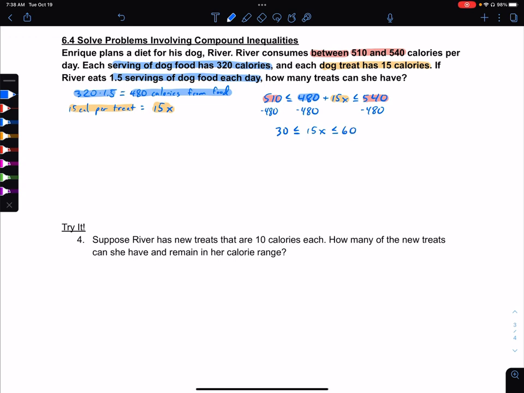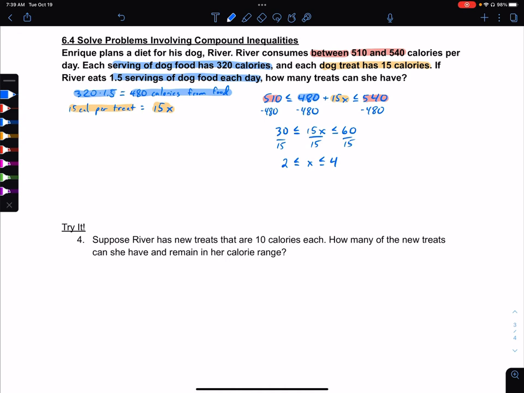Now, I didn't mention this, but we put the inequality sign with the equal sign because it does seem like she's allowed to have 510 and 540 calories. It has to be between that. If you didn't put the inequality sign, it's not very clear in this example whether those numbers are inclusive. It's debatable in this case. Anyway, I would then divide by 15. So I'd have 2 is less than or equal to x, which is less than or equal to 4.